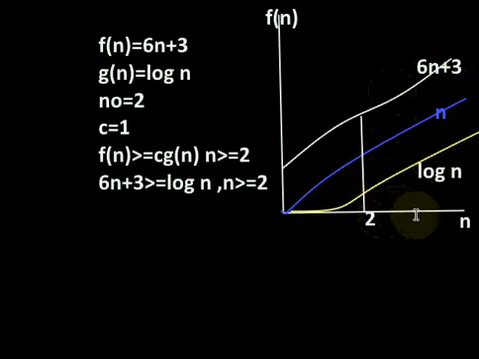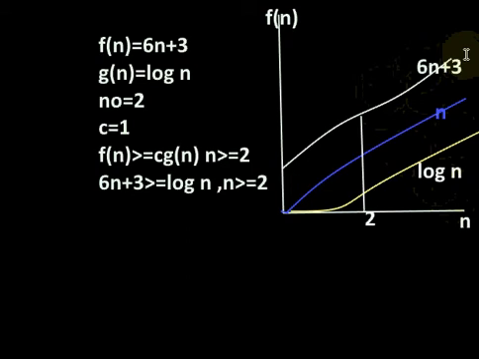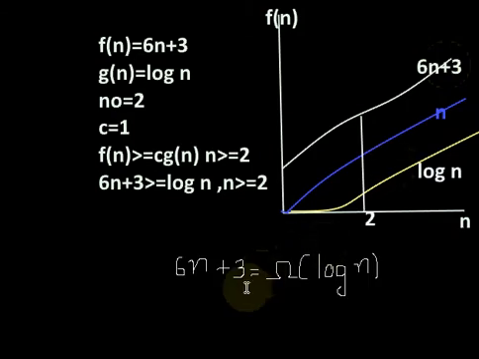So here, for all values of n which is greater than or equal to one particular value, the function f of n is always having a higher value than the function log n. So the 6n plus 3 function is increasing at a much faster rate than the function log n. So log n can also act as a lower bound for the function 6n plus 3. Hence, we can say that 6n plus 3 belongs to big omega of log n.